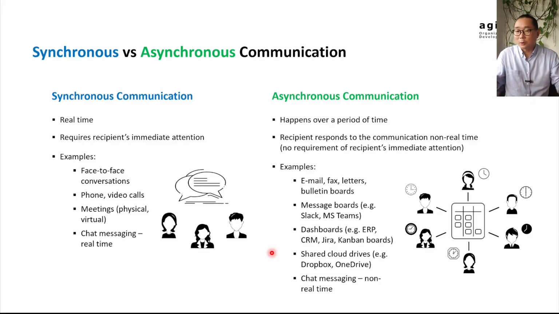Cloud drives like OneDrive and Google Drive, and I'm not sure how many people still use it, but like Dropbox. The sync and share function of these storage solutions are also a major tool for asynchronous communication that everyone regularly uses. Now, chat messaging, like WhatsApp. This is a funny creature, as it can be both real-time and non-real time. So messaging done non-real time, this is another form of asynchronous communication.